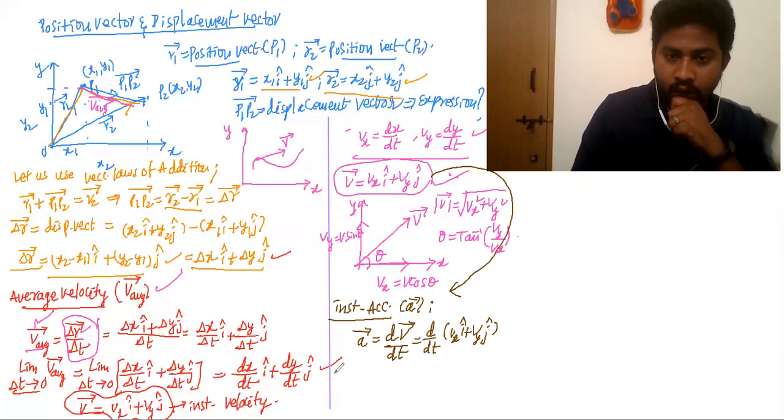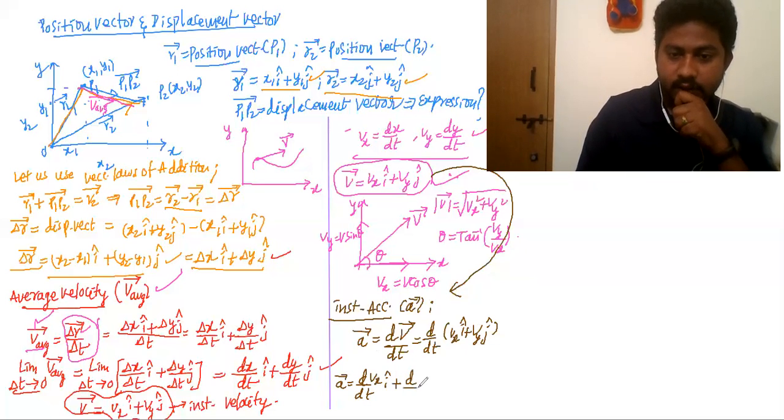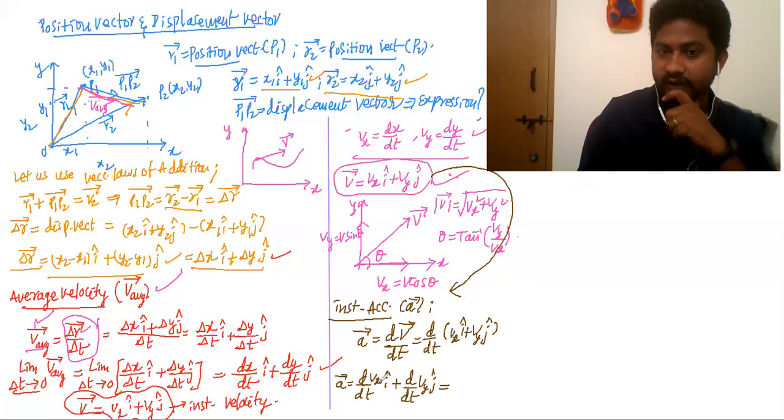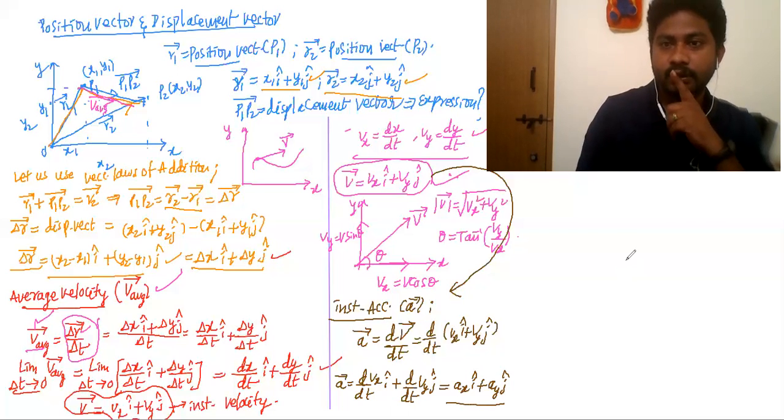So a bar is equal to d by dt of Vx i cap plus d by dt of Vy j cap. So I can write this as the differentiation of velocity along the x-axis, you get acceleration along the x-axis, plus the differentiation of velocity along the y-axis, you get acceleration along the y-axis: ax i cap plus ay j cap. Okay, clear?